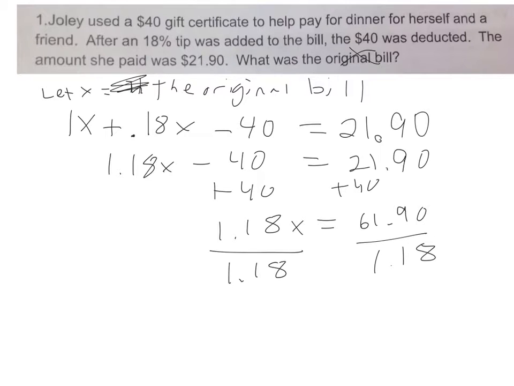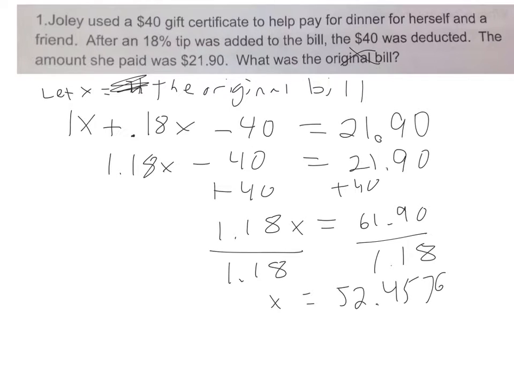From there, you guys would divide by 1.18, and you guys will get the original bill, and you will be using a calculator, and that's fine by me, because I'm going to let you for this. You're going to hit 61.90 divided by 1.18. And your bill is going to be, this is what it says on the calculator, 52.4576, and it keeps going, right?